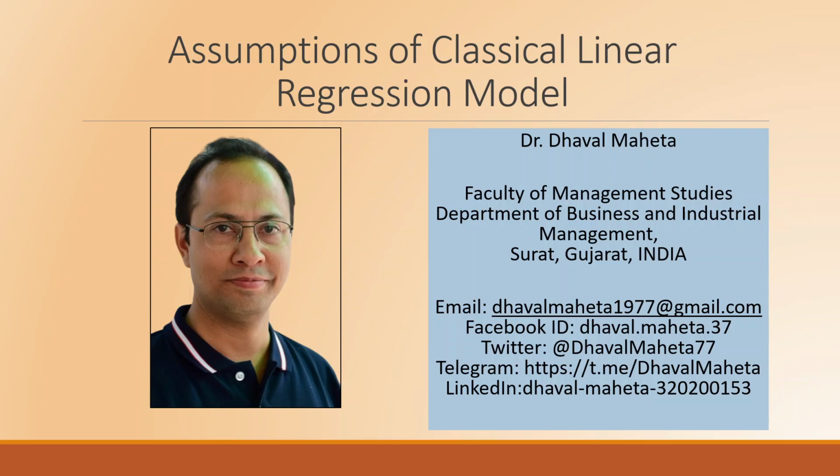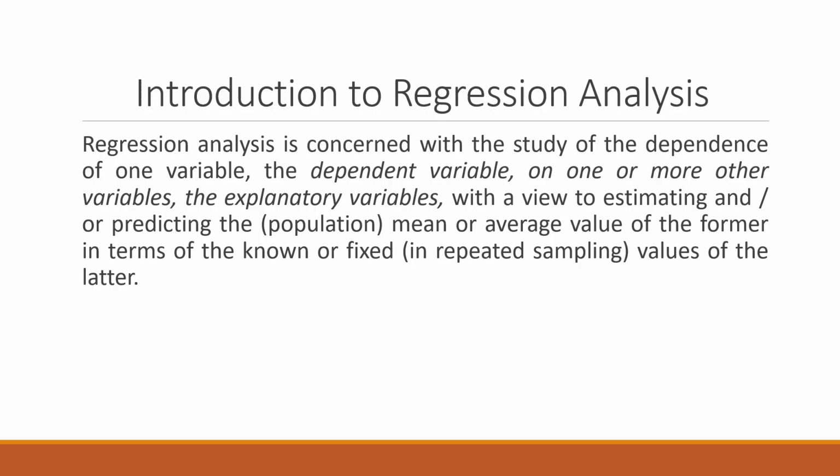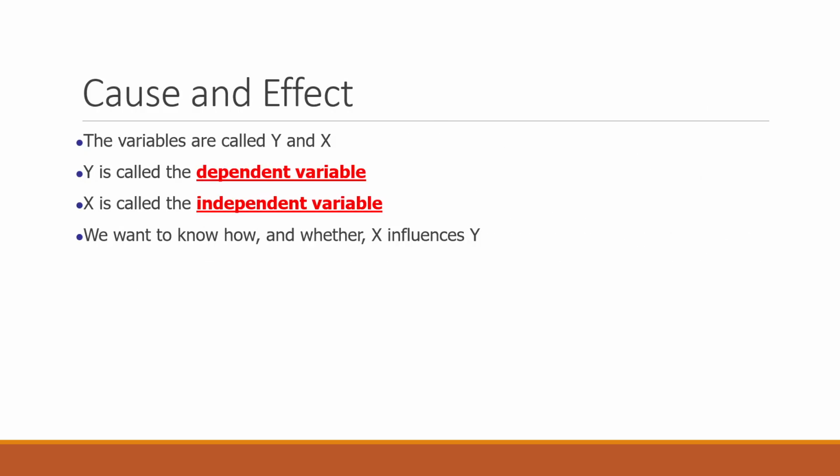This is Dr. Dhaval Maheta, and today we are going to discuss the assumptions of the classical linear regression model. Basically, what I mean by regression is the study of dependence of one variable on another variable, or rather, how an independent variable is affecting the dependent variable. It is a cause and effect relationship where y is called the dependent variable and x is called the independent variable.